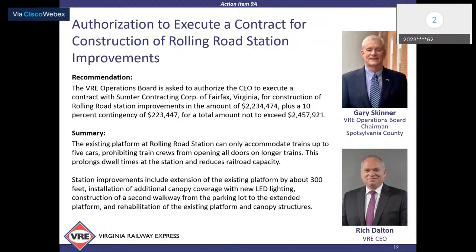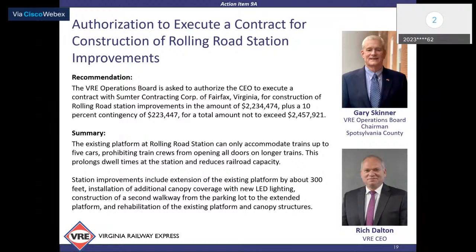Simply, this authorization will enable us to continue progress on this project. Arguably the most important piece of it, which is actually going out and constructing the improvements. And just a quick reminder, this particular project will extend the existing platform by approximately 300 feet to accommodate longer trains. And more specifically, the current platform is sized for us to be able to open the doors on 5 cars. And of course, when we're operating an 8-car train, we can't open all the doors. This helps us minimize our dwell times and keeps the network fluent.